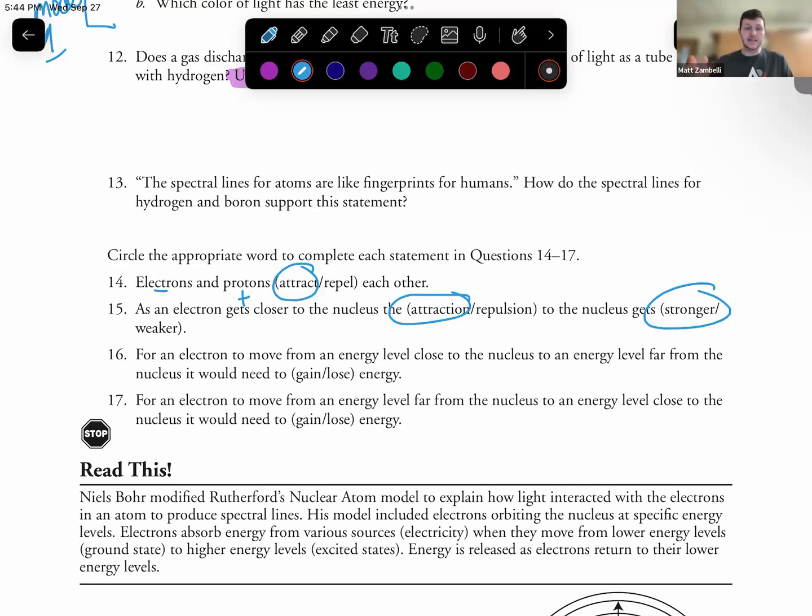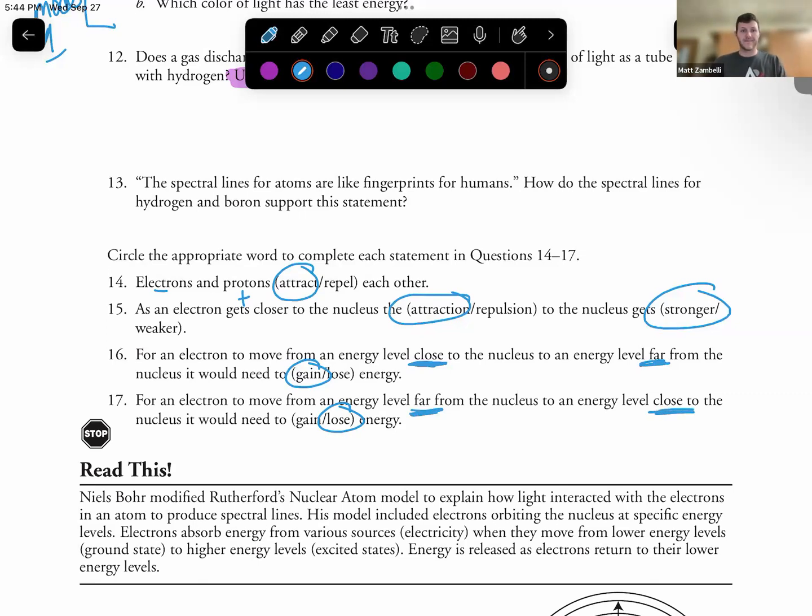And last but not least, those last 2 questions. As they move from an energy level close to the nucleus, as they try and get farther away, remember they're moving away from the nucleus, not forever, but they're moving away. We need to put energy in to push those electrons away, all right? If that energy leaves, those electrons are going to fall back to where they were. So we're going to lose energy to get those electrons to go from far away to close together.